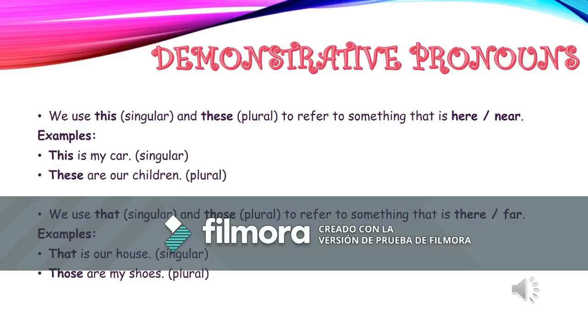Demonstrative pronouns. We use this singular and these plural to refer to something that is here, near. Examples: this is my car, singular. These are our children, plural. We use that singular and those plural to refer to something that is there, far. Examples: that is our house, singular. Those are my shoes, plural.